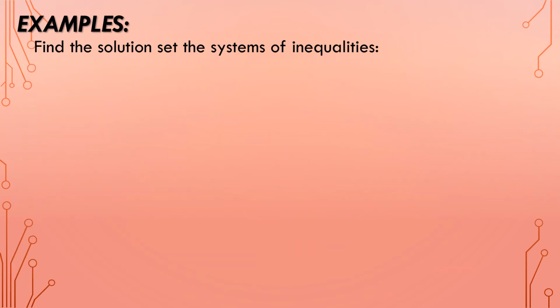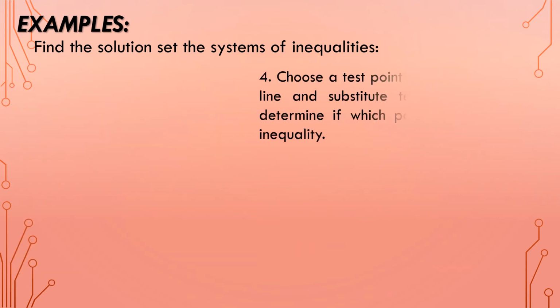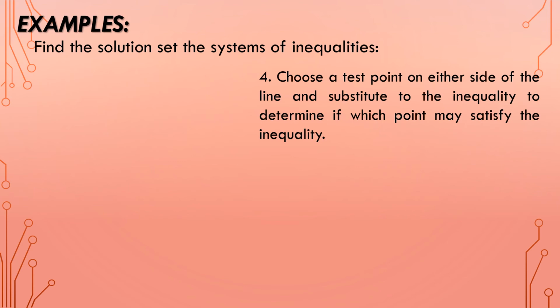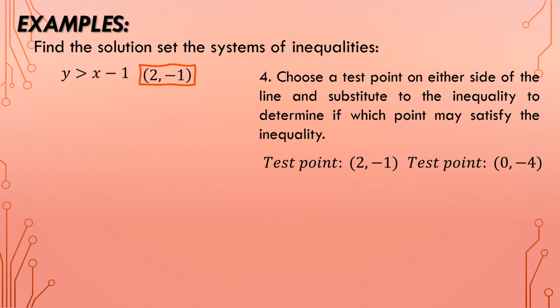Okay, let us now proceed on the fourth step. Choose a test point on either side of the line and substitute to the inequality to determine which point may satisfy the inequality. So, for the test point of the first inequality, let's have 2, negative 1. And for the second inequality, let's have 0, negative 4. So, let us now substitute 2, negative 1 to the first inequality.